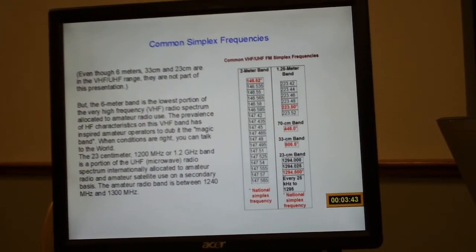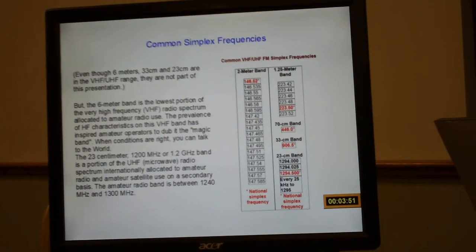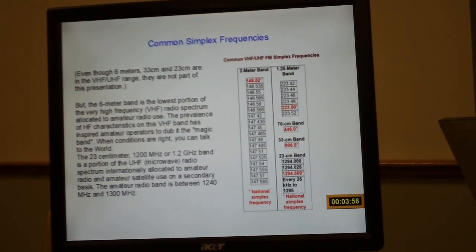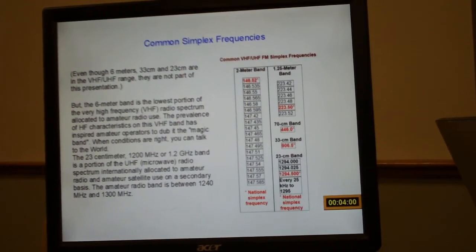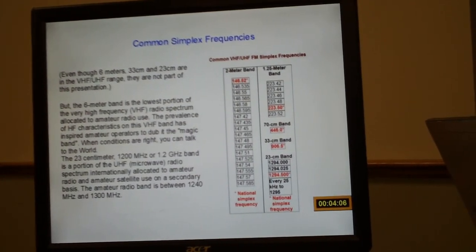Some of the common frequencies for simplex, for example, 146.52 is the calling frequency. You would want to call someone on 146.52, and that's what most people monitor, and then you move off of that frequency and go to one of the other ones listed. The 220 band and the 440 band is similar. Again, in red are the frequencies that we would call people on.